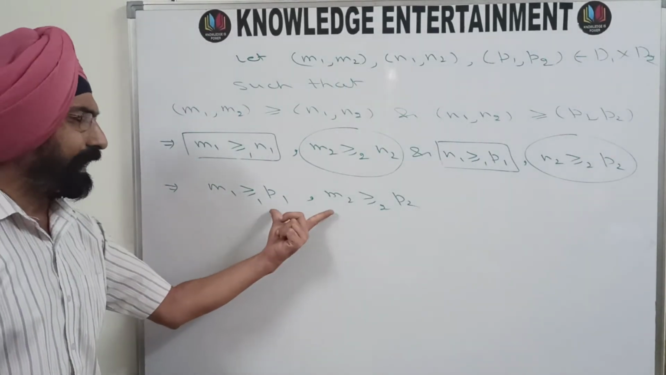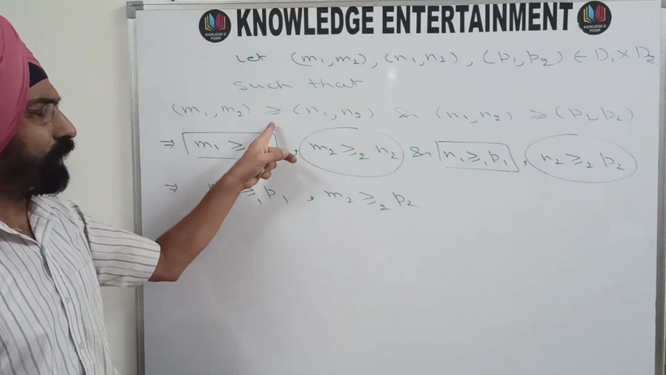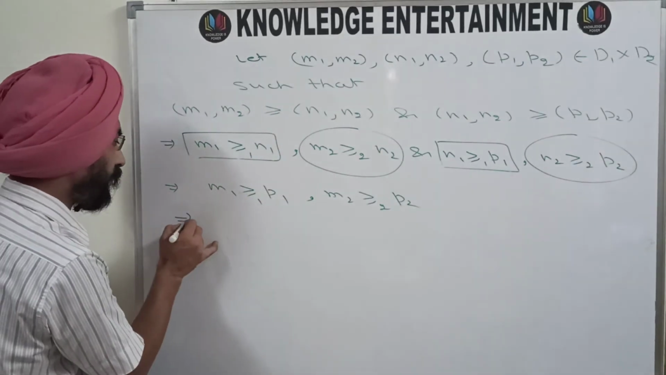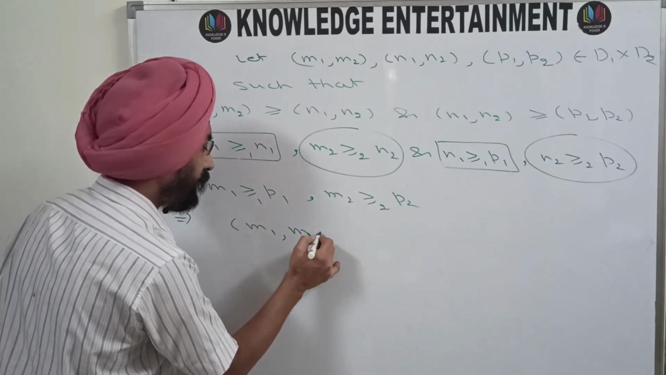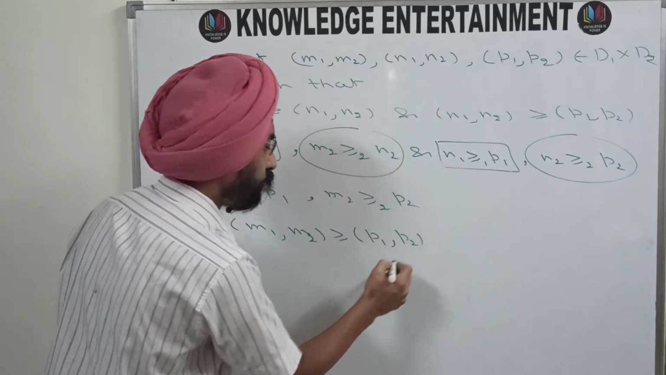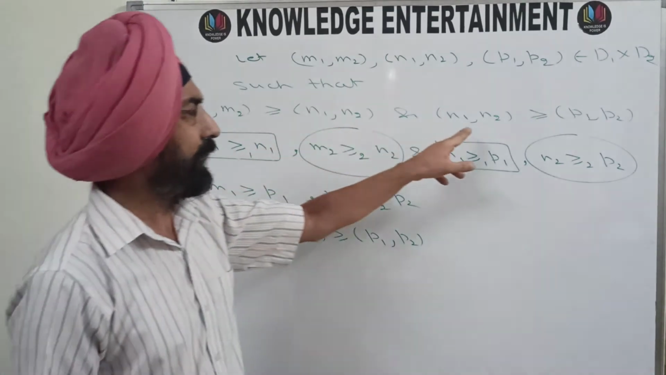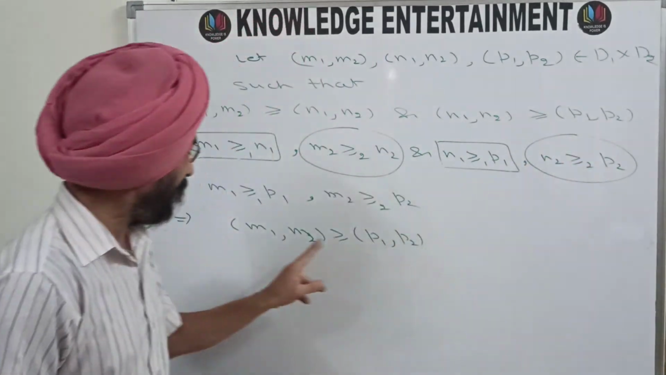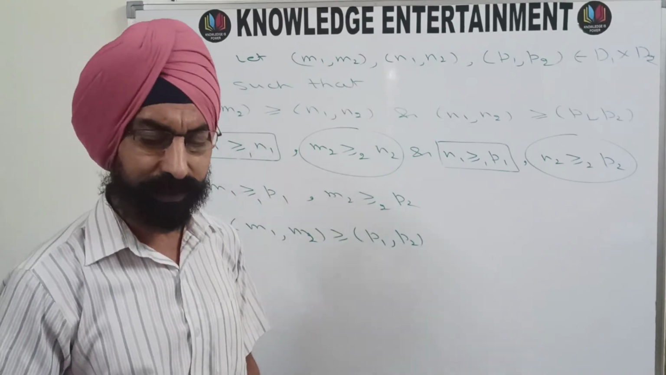Now once again combine these two. Combining these two by using the definition of greater than or equal to, what you are going to get is that (M1, M2) is greater than or equal to (P1, P2). So that means if (M1, M2) follows (N1, N2) and (N1, N2) follows (P1, P2), then (M1, M2) follows (P1, P2), and so the second property holds very well.